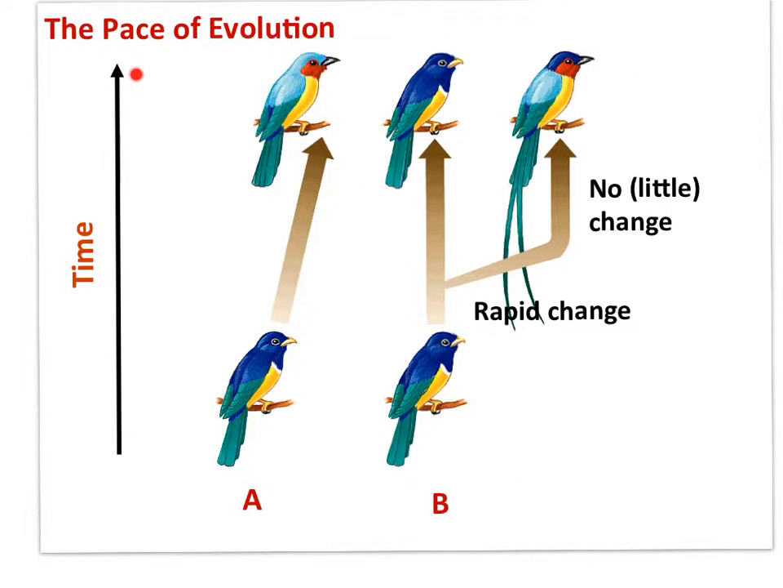Time lies along the y-axis and phenotypic variation along the x-axis. This is gradualism because there is slow change in phenotype through intermediate forms over time. The species at this point in time may not be the same species that existed at this point in time.